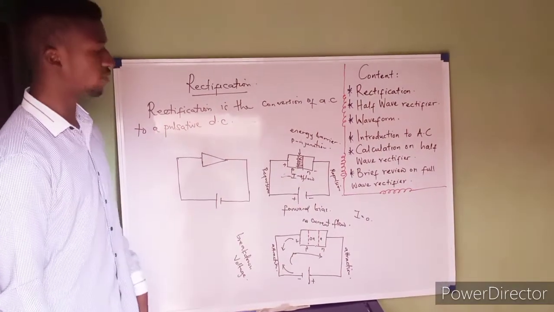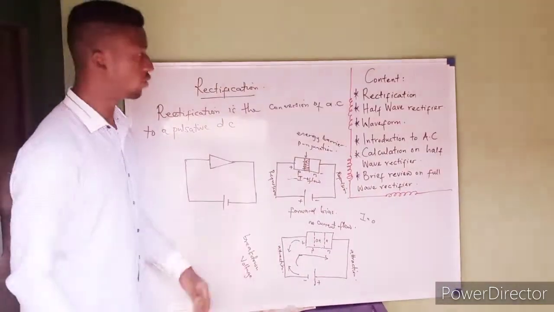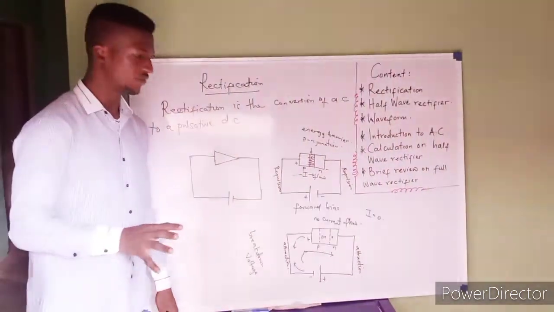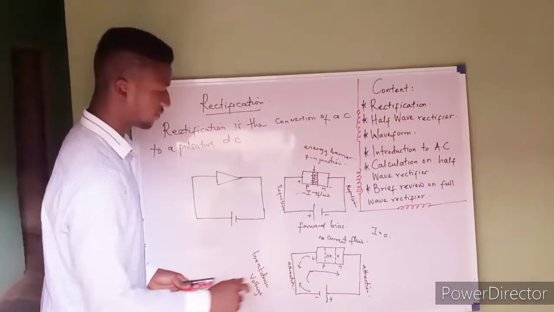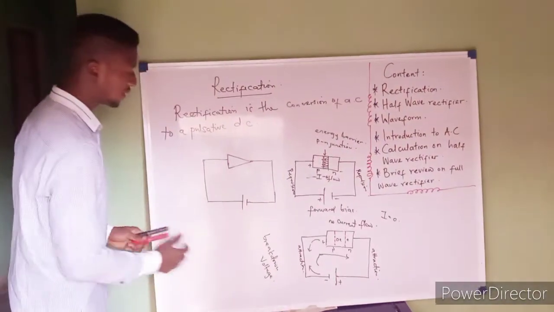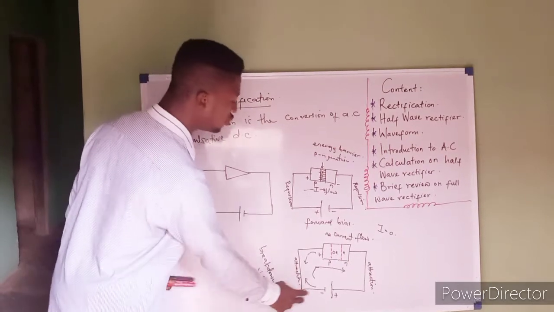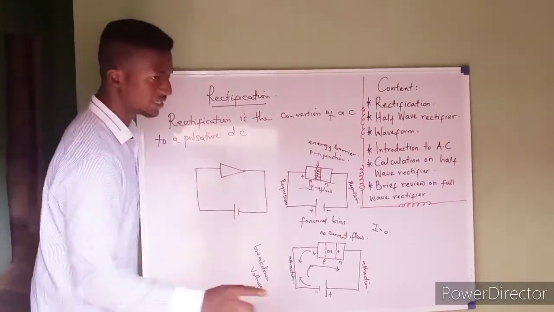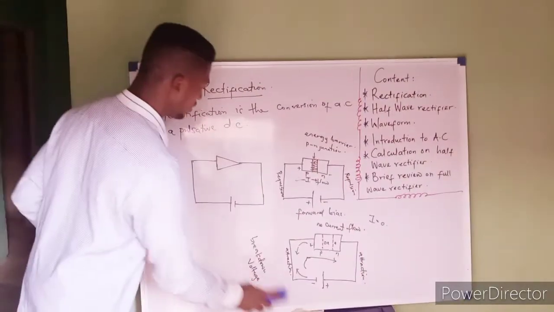Let's now come back to what we refer to as rectification. So this covers the aspect of review. Let's quickly come back to half-wave rectification. Now, what is half-wave rectification? What differentiates rectification from biasing? What differentiates rectification from biasing is that in biasing we use DC, but in rectification we use AC. We're using AC for rectification.